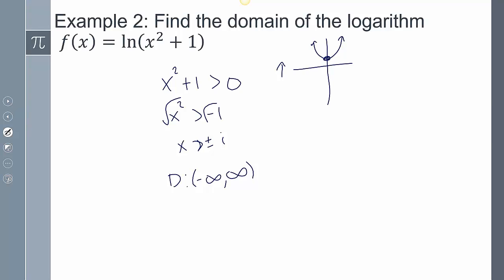No matter what value, if I plug in a negative value, because I'm squaring it, it's going to be positive. If I plug in 0, I still get a +1. And if I plug in a positive number, I still get an even bigger positive number. So it's impossible for me to get a negative. Therefore, there's no contradiction there in the analysis, meaning am I going to get a negative or a 0 inside of my log? So my domain is going to be negative infinity to positive infinity.